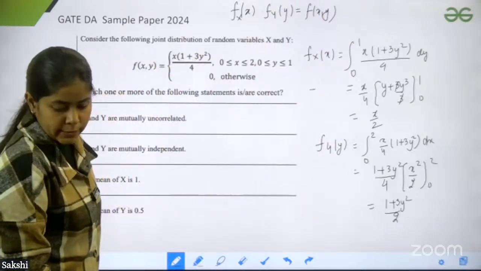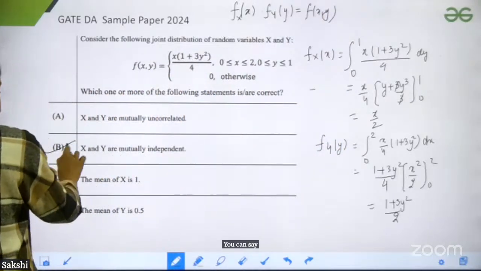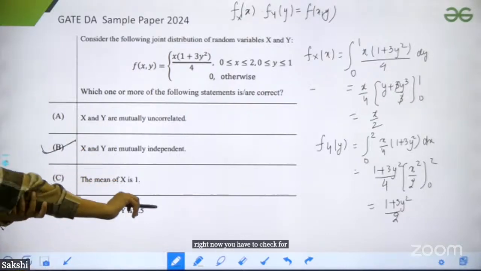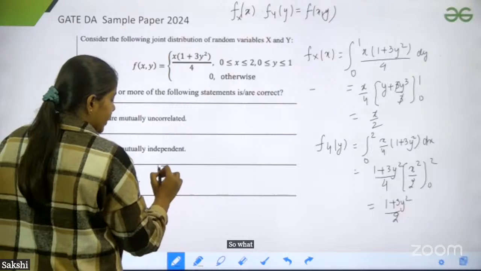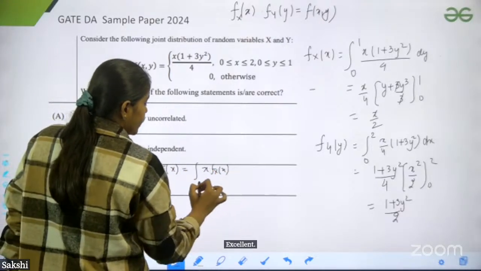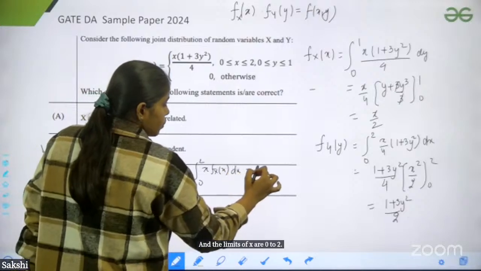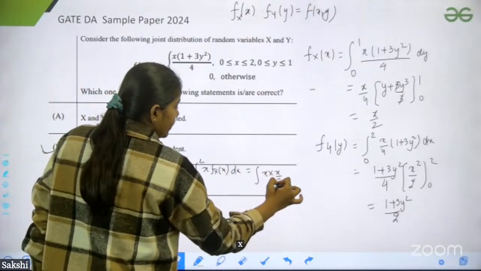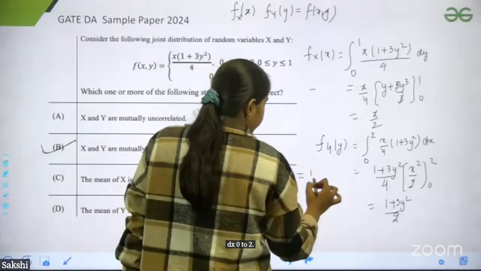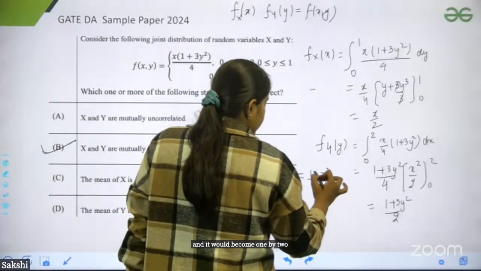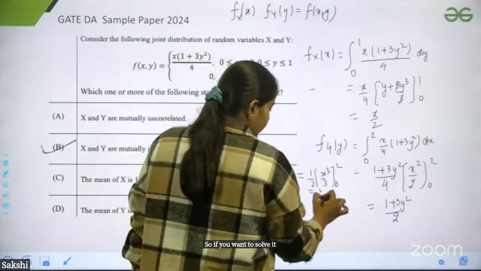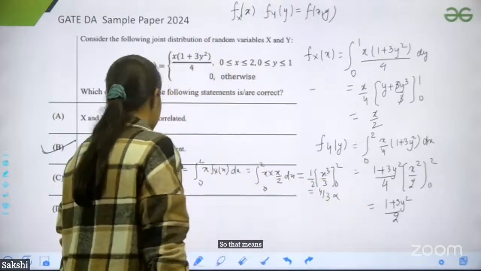You would get fxy. So you can say that x and y are mutually independent. Now you have to check for the mean of x. So what you would do? You would find the expectation of x, x into fx, and the limits of x are 0 to 2. So x into x by 2 dx from 0 to 2, and it would become 1 by 2 x cube by 3 from 0 to 2. If you solve it, it would give you 4 by 3. So that means this statement is not true.